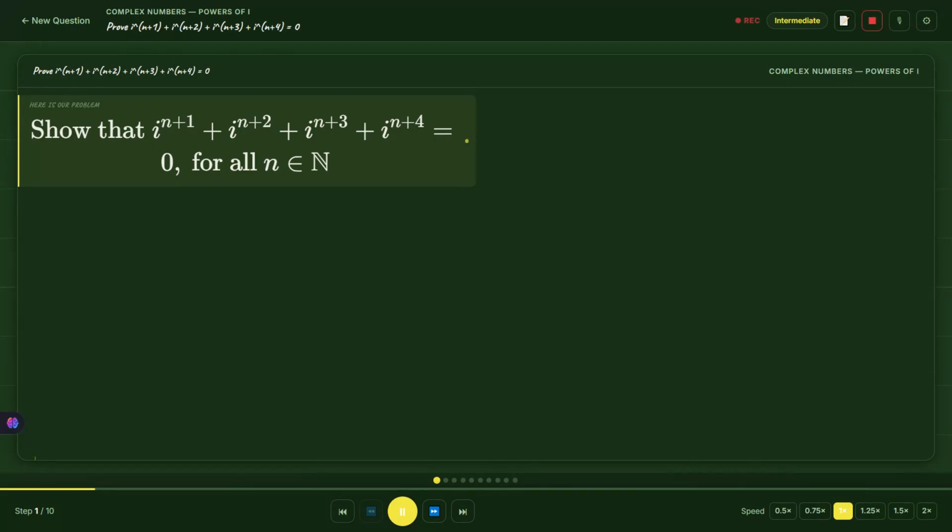Let's look at what we need to show. We have four powers of i added together, and we want to prove they always give 0, no matter what number n is.